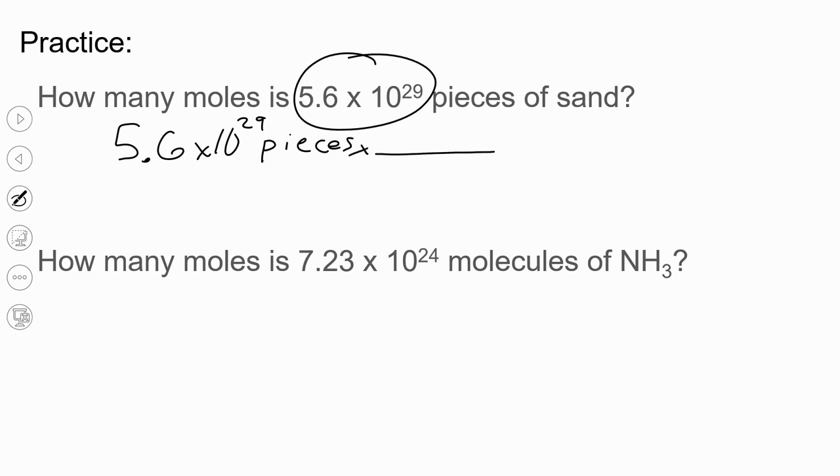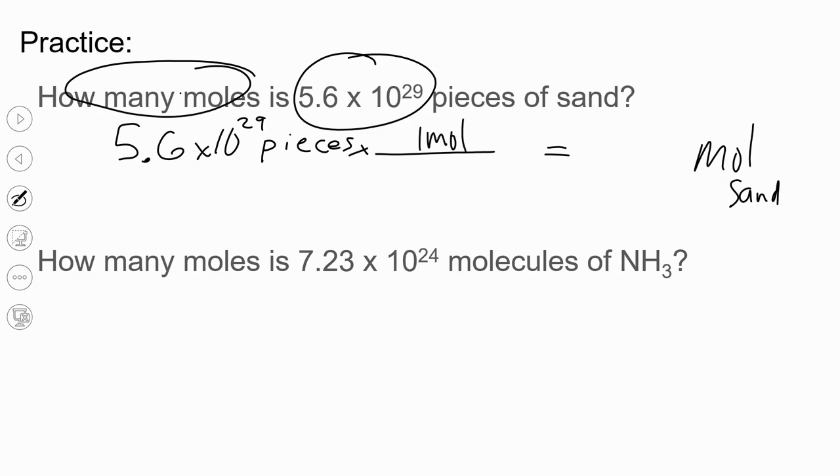We know we need a conversion factor. What are we trying to end up with? What does it ask for? Moles. Moles of sand. Okay. How many moles? That's what we're trying to end up with. So in our conversion factor, what needs to go on the top? 1 mole. And then this number needs to go on the bottom. 6.02 times 10 to the 23rd pieces. Okay. Then pieces will cancel. Okay. Check on your calculator.